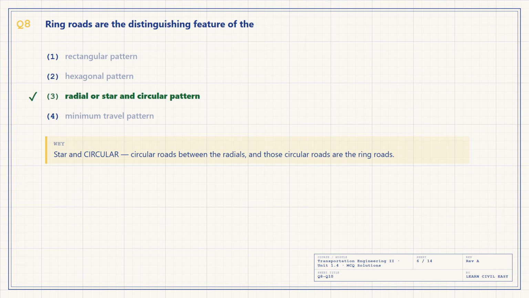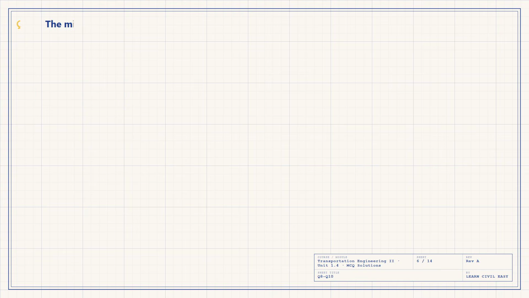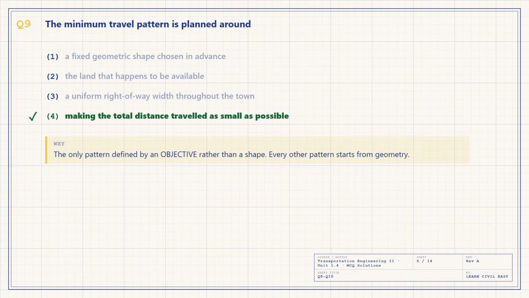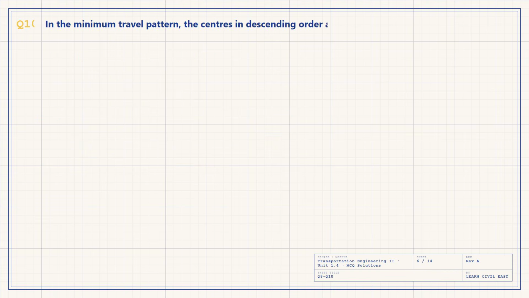Question 9. The minimum travel pattern is planned around option 4, making the total distance traveled by the community as small as possible. This is the one pattern that is not defined by a shape at all. It is defined by an objective. Every other pattern says, here is the geometry, now fit the town into it. This one says, here is the target, now find the geometry. That difference is examinable and it is worth one line in any answer you write about it.